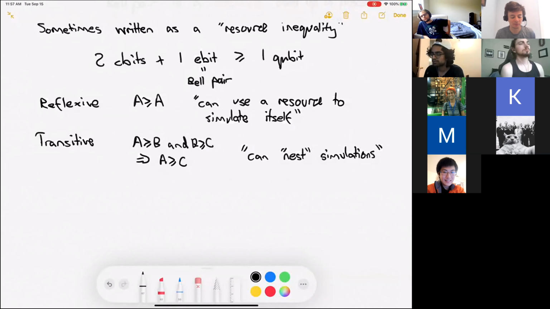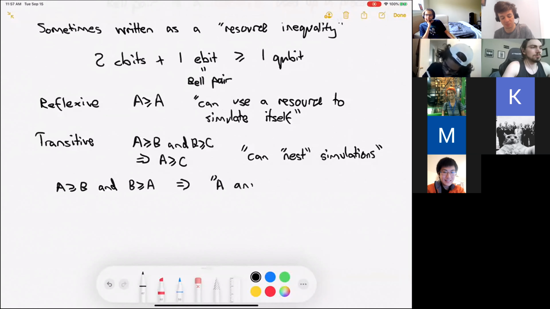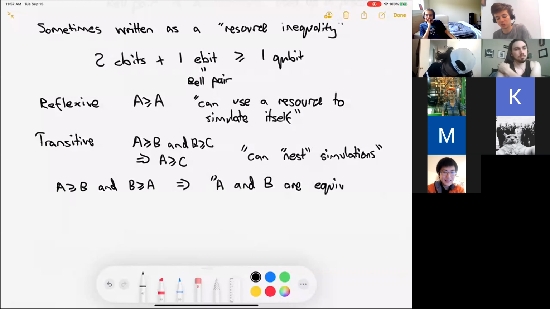Of course, what we haven't shown is you could imagine that you have some resource A that can simulate some different resource B, and resource B can be used to simulate resource A. Right, that's perfectly possible. That just means A and B are equivalent resources. They're equally useful. You can use either one to achieve exactly the same set of things.